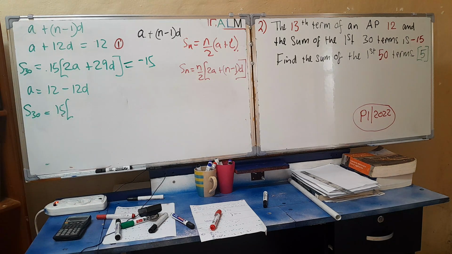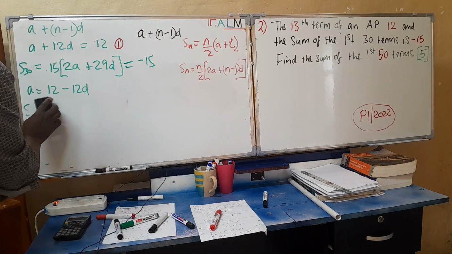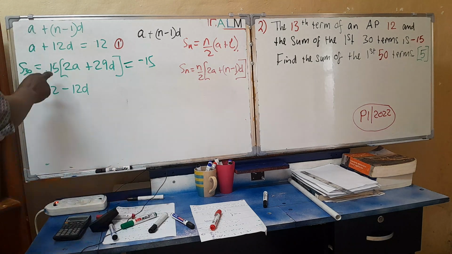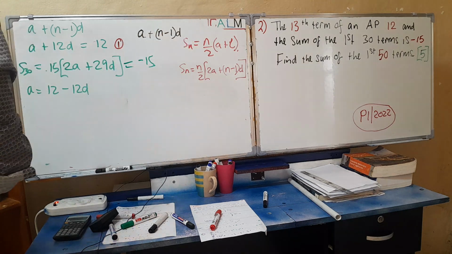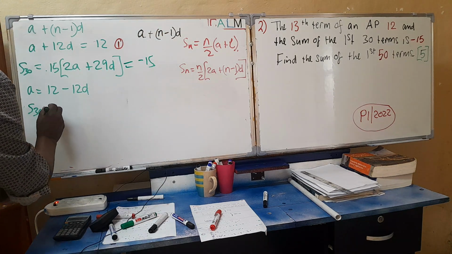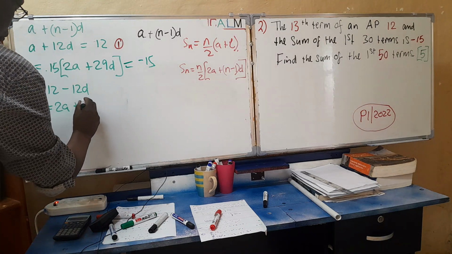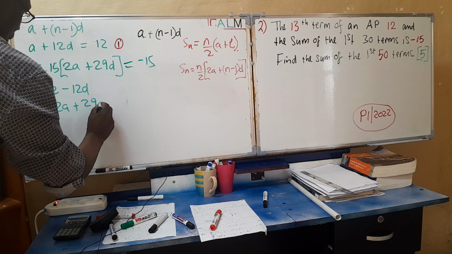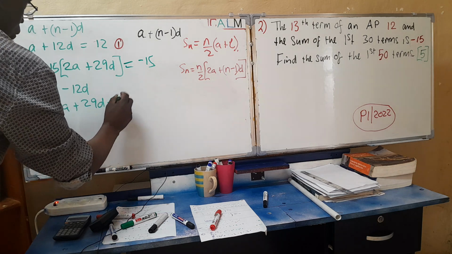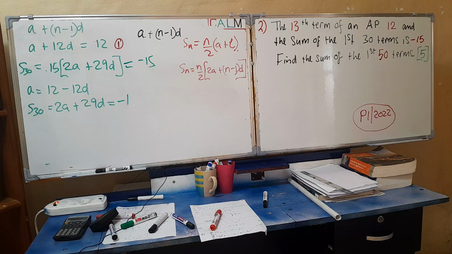Why don't we get rid of the 15 first of all before we do all this? Okay, so this becomes divided throughout by 15. We are left with S30 is equal to 2a plus 29d, which is equal to minus 1, because I have divided right through by 15.